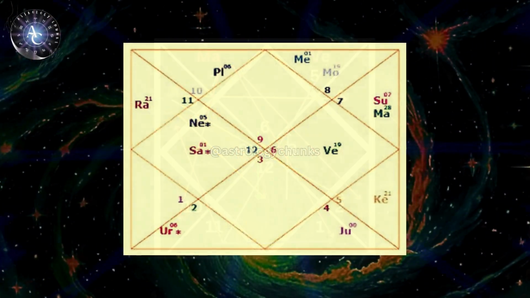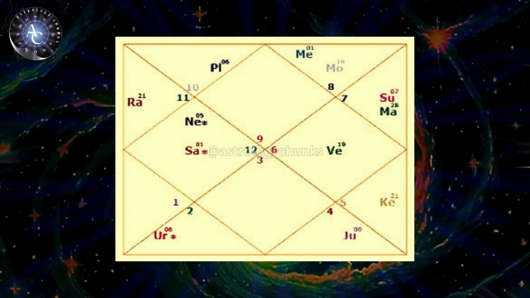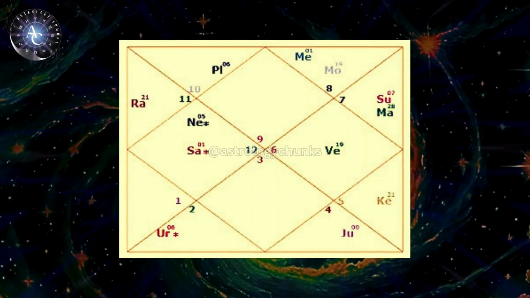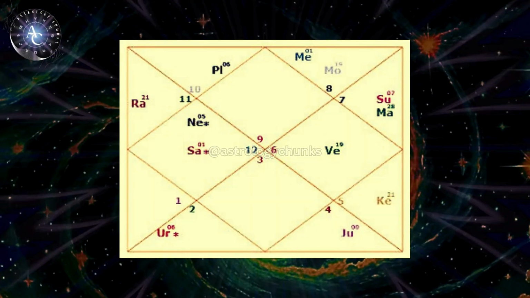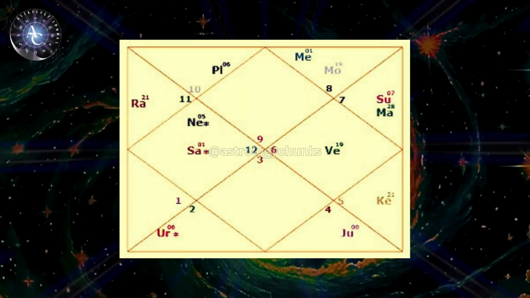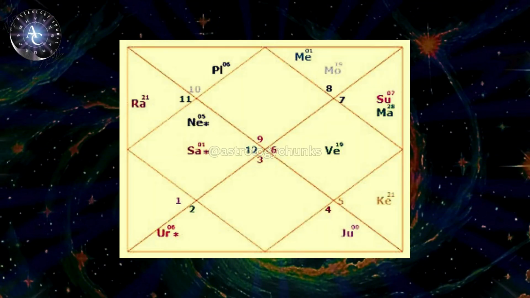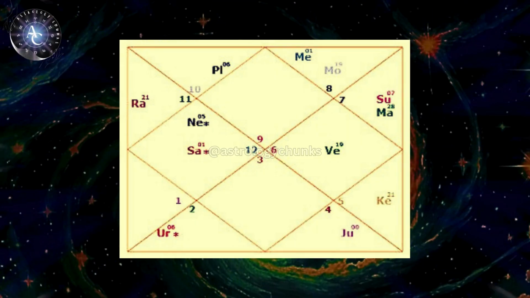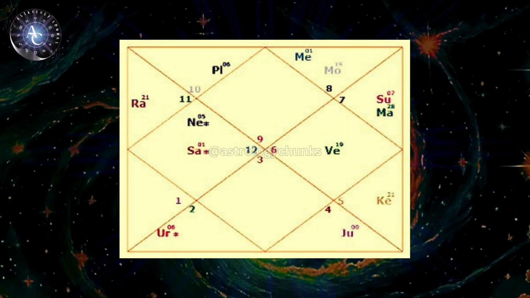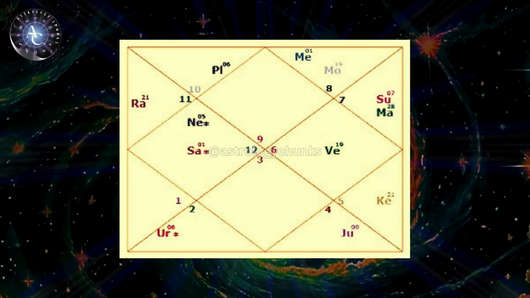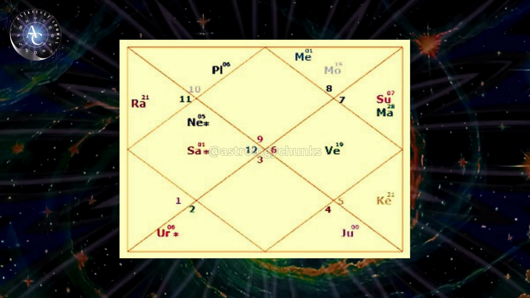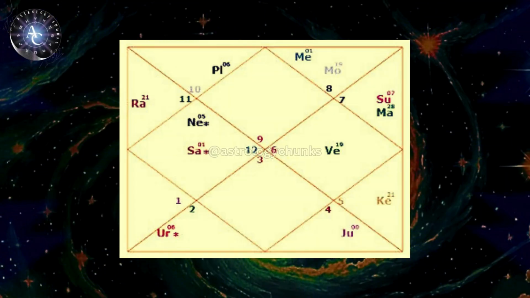Now, in this last part, we will discuss house lordships, how to determine which planet is ruling which house and what that means. By knowing this, you will be able to understand how these houses work, whether a house is good or bad for you, how easy or difficult it is to get the results of that house, and how blessed or unlucky you are in different areas of your life.